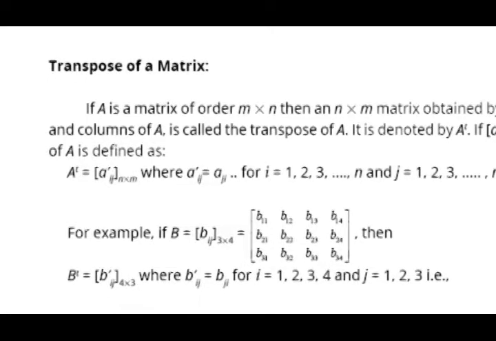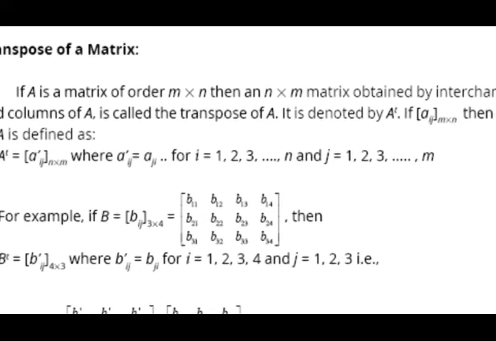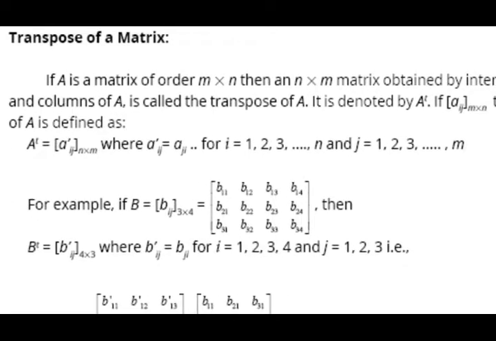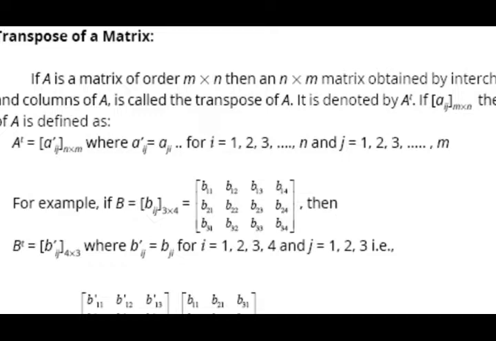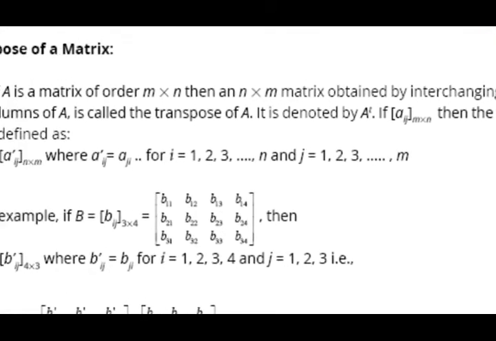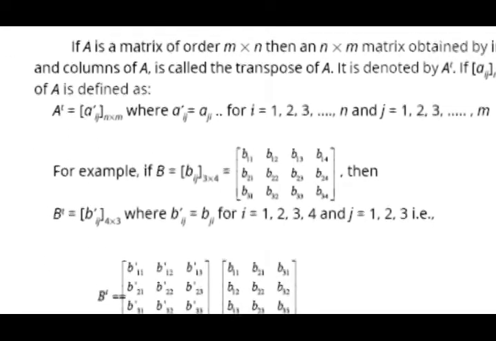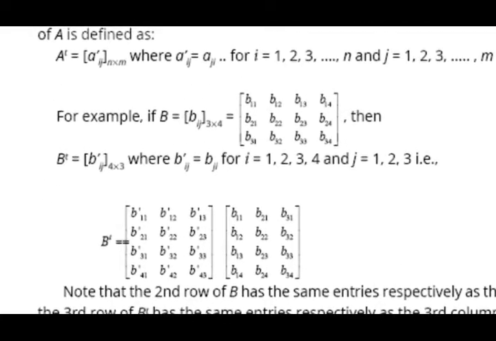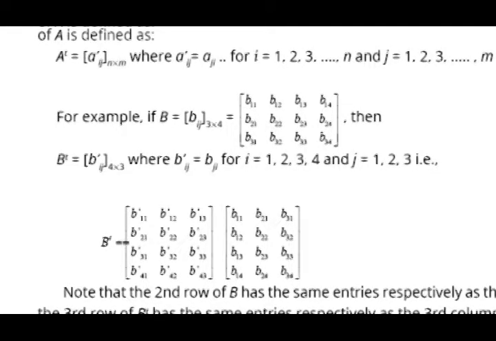Transpose of a matrix. If A is a matrix of order m cross n, then the n cross m matrix obtained by interchanging the rows and columns of A is called the transpose of A. It is denoted by A transpose. For example, we have matrix B, and for its transpose we change the first row into the first column, the second row becomes the second column, and the third row becomes the third column.